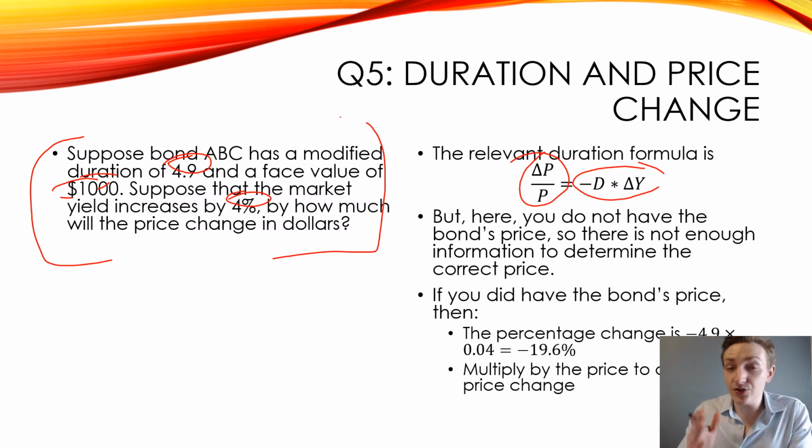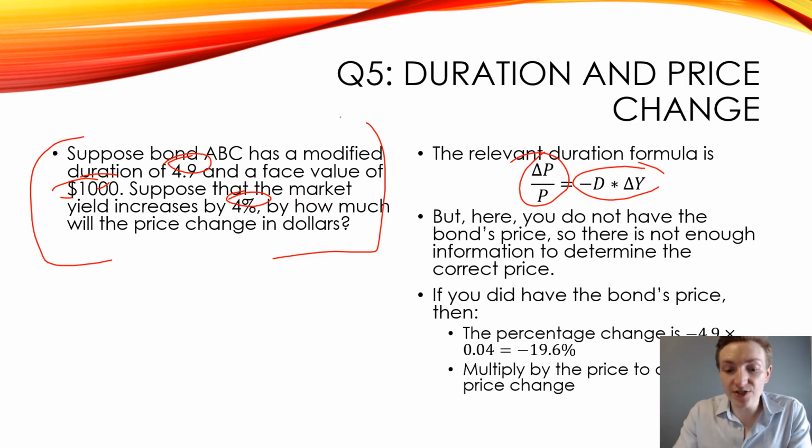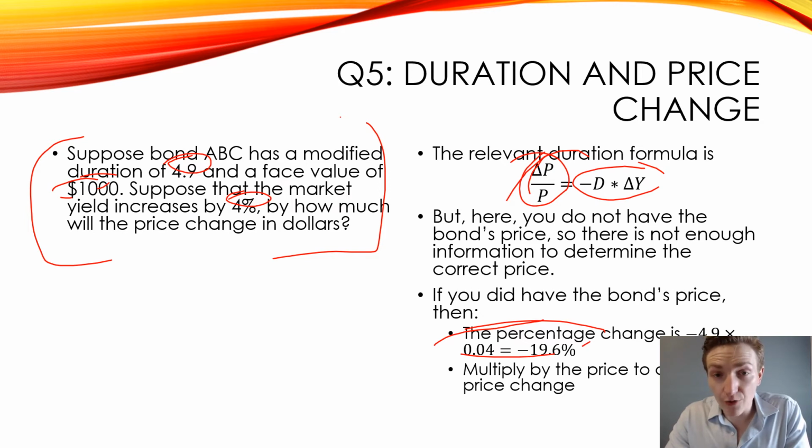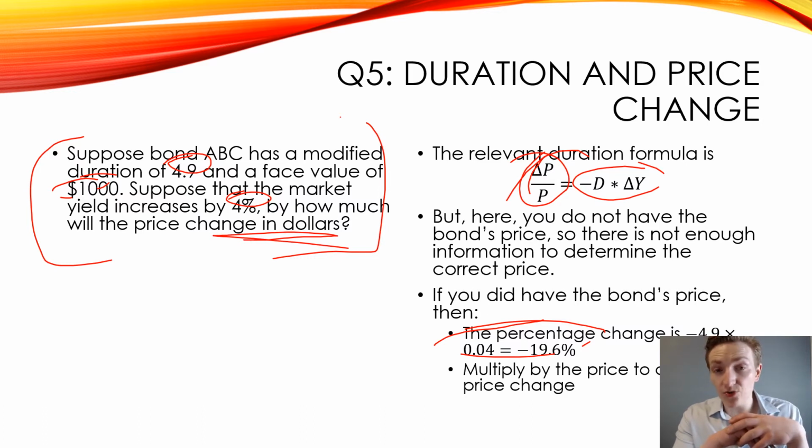So what we can then look at is, say for example, we were given a face value. Say hypothetically, this were a par bond where it were trading at $1,000. If that were the scenario, then you could just plug in $1,000 here. So you can get your percentage change in the bond. Here that's 19.6%, and it will be a decrement of 19.6%. You can do this whether or not you have the underlying price. However, to get the dollar change, you need to multiply this by the price. So say hypothetically we've got a par bond, you would multiply 19.6% by $1,000, and that would give you your decrement in the price of the bond.